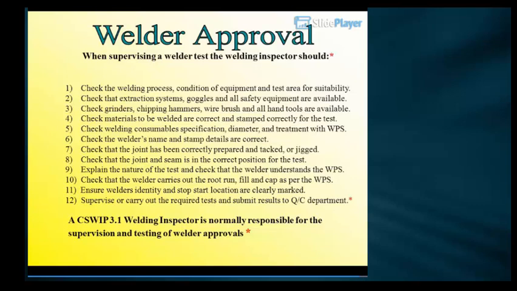7. Check that the joint has been correctly prepared and tacked, or jigged. 8. Check that the joint and seam is in the correct position for the test. 9. Explain the nature of the test and check that the welder understands the WPS. 10. Check that the welder carries out the root run, fill and cap as per the WPS. 11. Ensure welder's identity and stop-start location are clearly marked. 12. Supervise or carry out the required tests and submit results to QC department. A CSWIP 3.1 Welding Inspector is normally responsible for the supervision and testing of welder approvals.